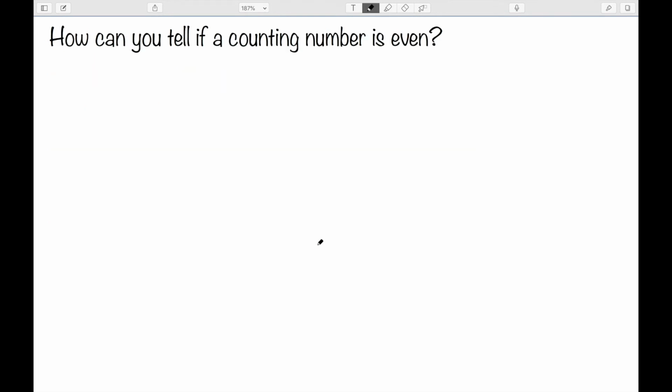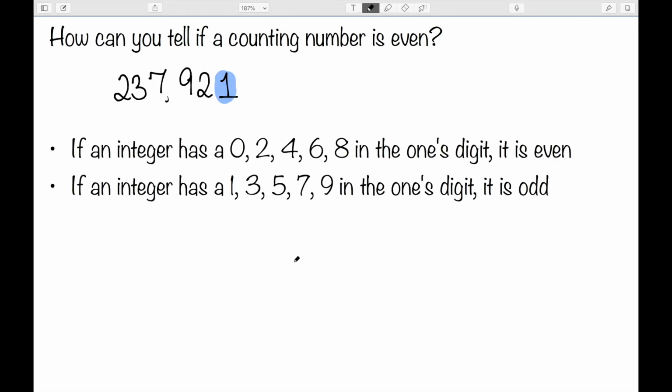Looking at our second question, how can we tell if a counting number is even? Let's consider a number like 237,921. Chances are you don't actually divide this number by 2 to see if there's a remainder or not. Instead, what most people do is just look at the ones digit. In general, if an integer has a 0, 2, 4, 6, or 8 in the ones digit, it's an even number. And if the integer has a 1, 3, 5, 7, or 9 in the ones digit, then it is odd. So in this case, this number would be odd since it has a 1 in the ones digit.